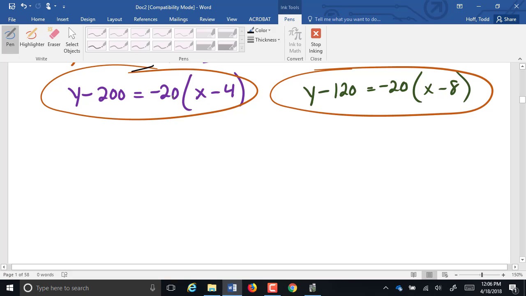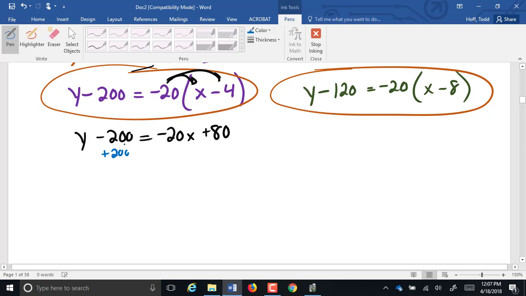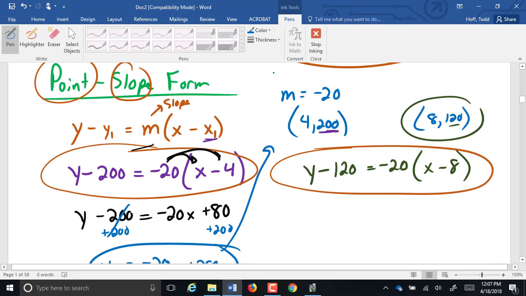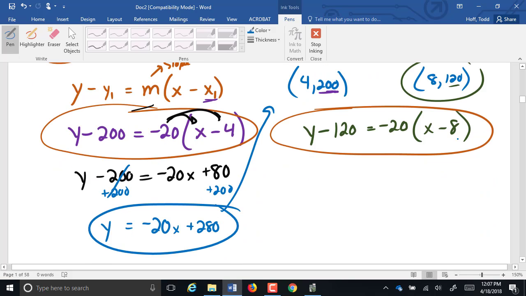So I'm going to distribute the negative 20 here. Negative 20 times x is negative 20x. Negative 20 times negative 4 is a positive 80. We've got y minus 200 here. Now I need to get y by itself, so I'm going to add 200 to both sides. Notice I get y equals negative 20x plus 280. That is the slope-intercept equation I had up here before. Right there.